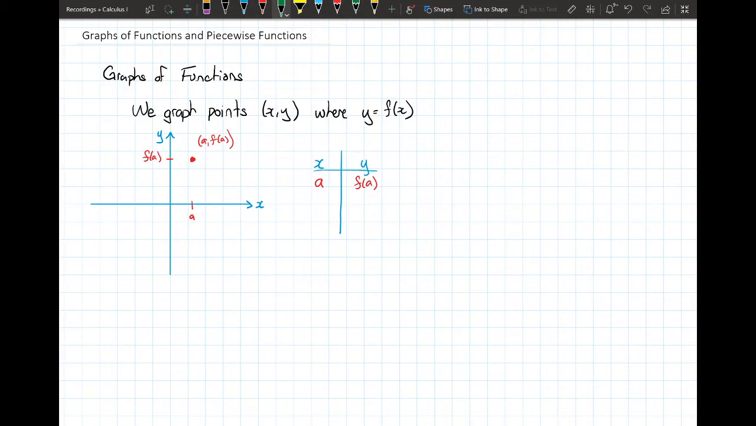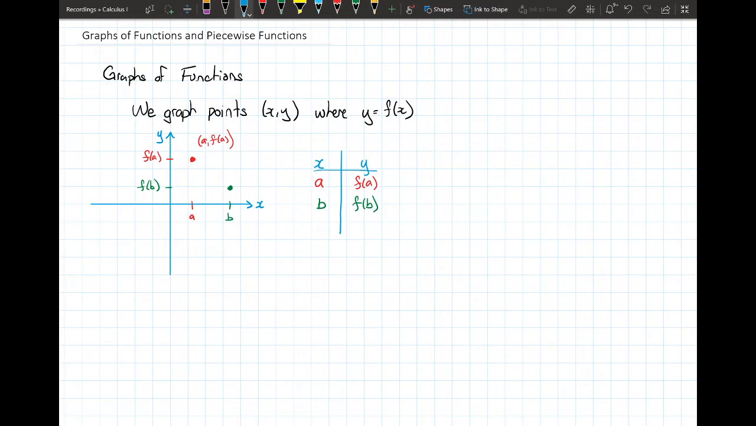Now suppose that we pick a second point. We've got x equals b. Let's suppose we end up with f of b being the value along the y-axis. Now this would be a separate point. Now we've got 2 points on the function. And you'd continue to do this for all of the values in the domain.